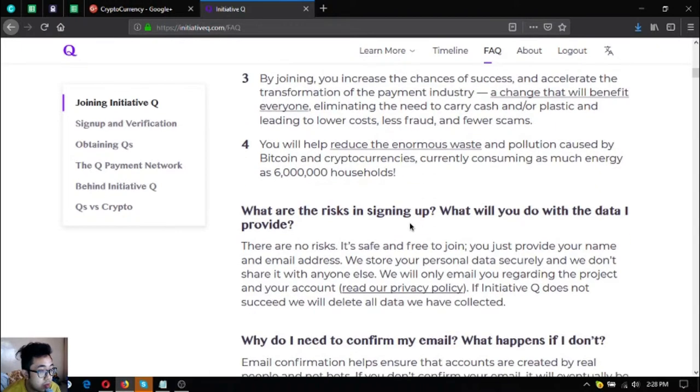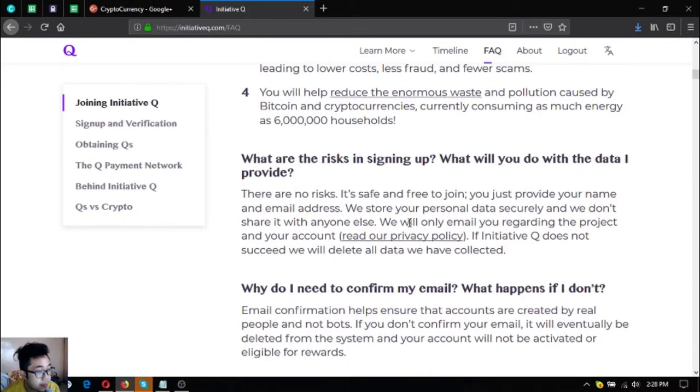So what are the risks in signing up? What will you do with the data I provide? There are no risks. It's safe and free to join. You just provide your name and email address. We store your personal data securely and we don't share it with anyone else. We will only email you regarding the project and your account. If Initiative Q does not succeed, we will delete all data we have collected.